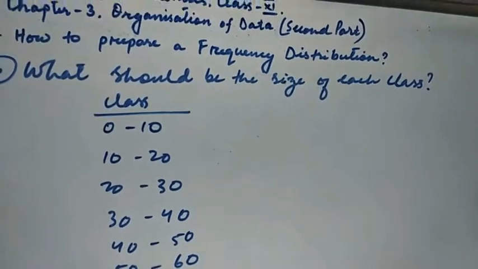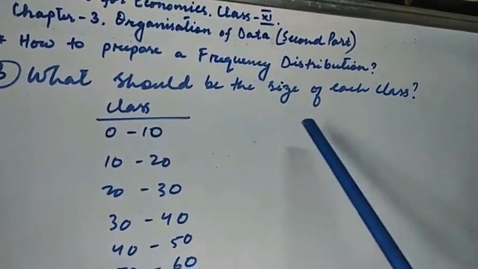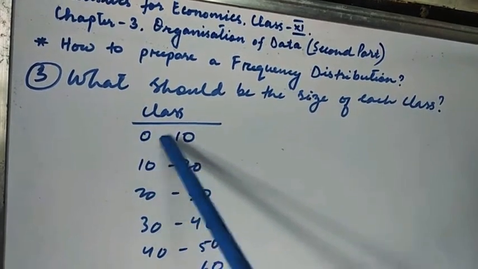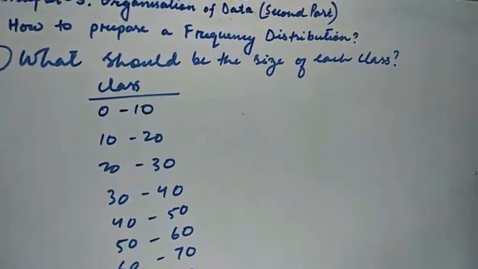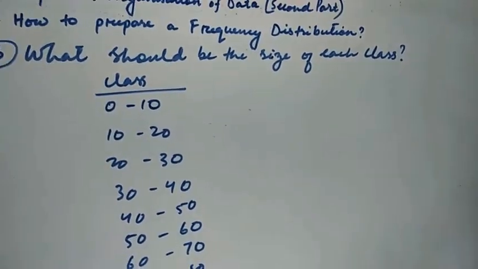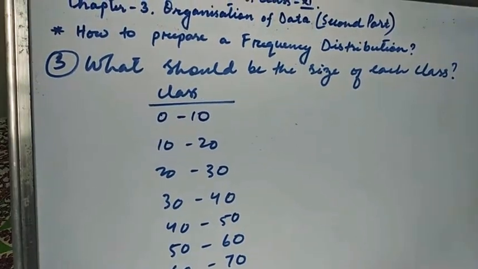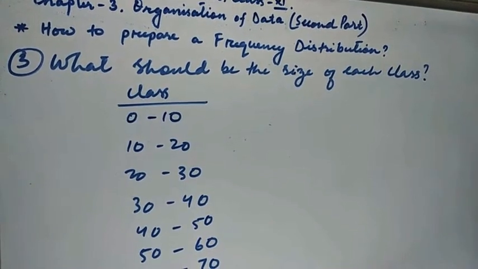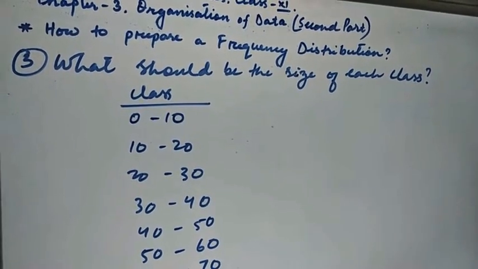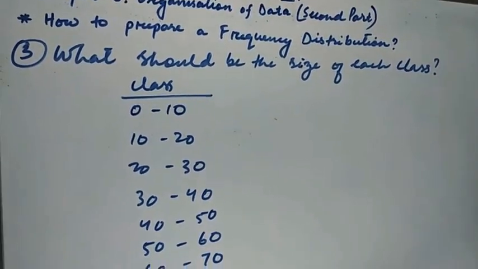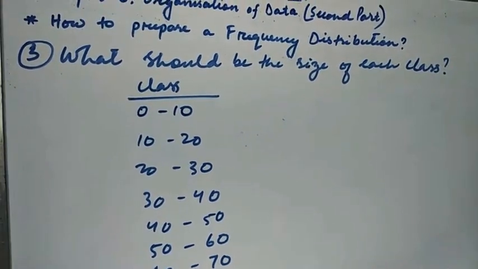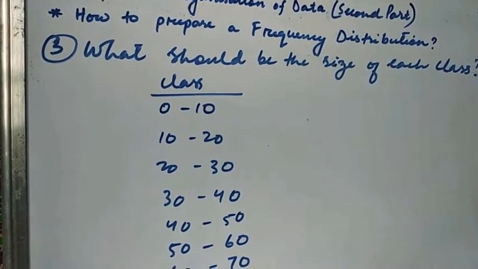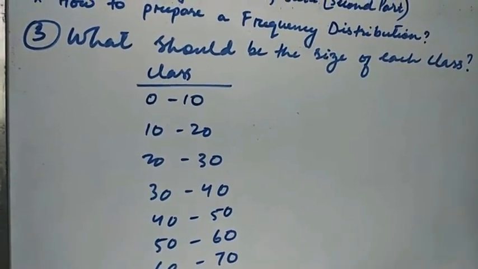Okay, the third question is, what should be the size of its classes? Size or the class interval? So how should we decide this? The previous questions and these questions are interlinked, and decisions should not be taken separately. The decision is interlinked when it comes to question number 3 and question number 2. How many classes should we have, and then what should be the size of each class?